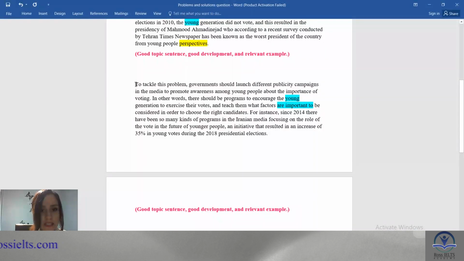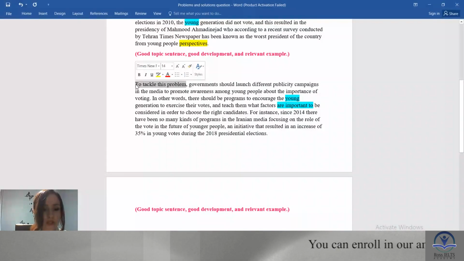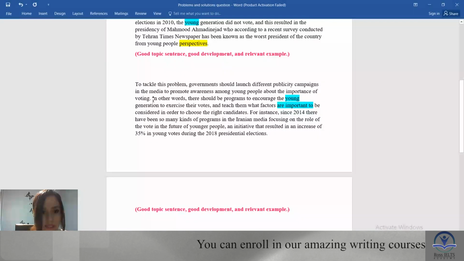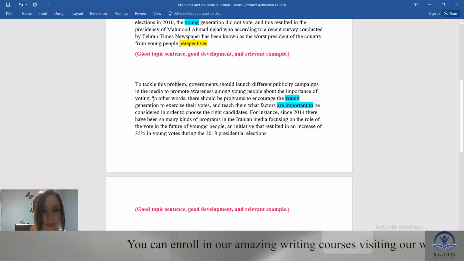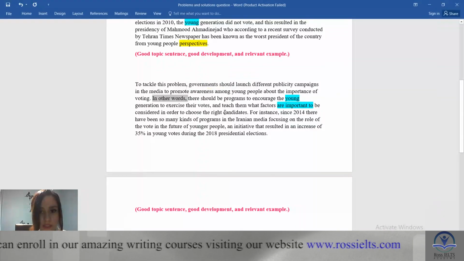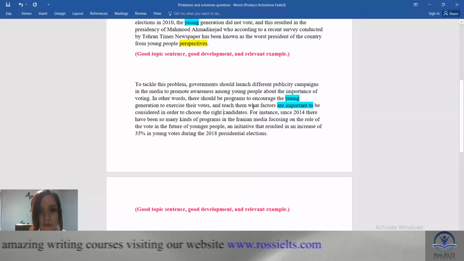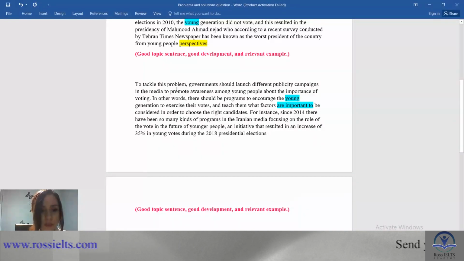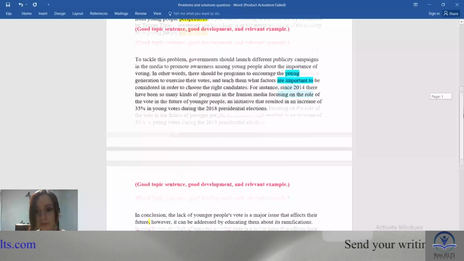Here again in the topic sentence, it is clearly mentioned that the whole paragraph is going to be about the solution. As you can see, it says to tackle this problem, to find a solution for this problem. And in the next sentences, you can see that there is more explanation about the topic sentence, about the solution. In other words, the language you can see here, and then in the following sentence we can see an example, for instance, and then an example for this one. So I would say there is a good topic sentence, good development, and again a good relevant example.